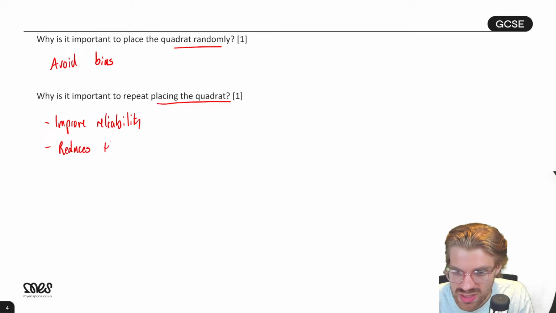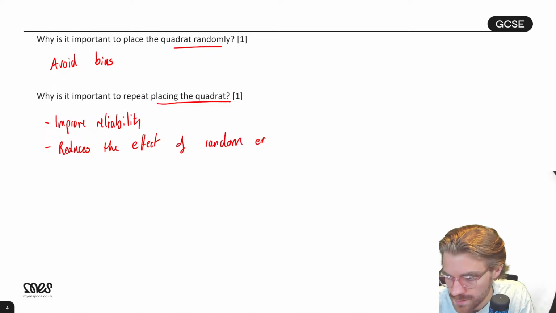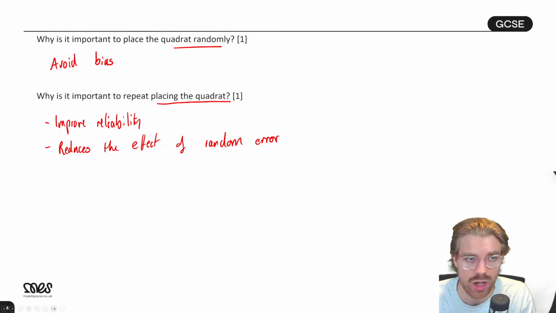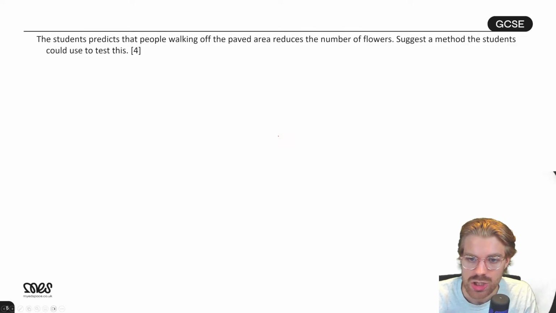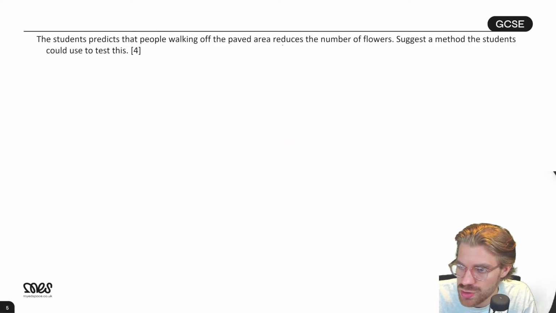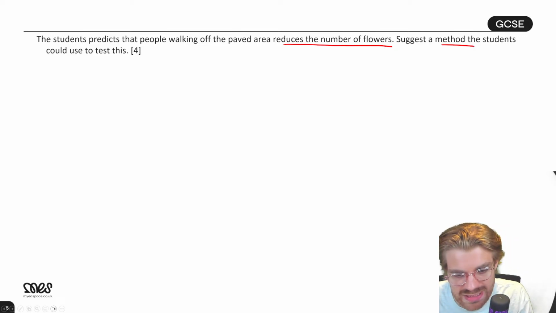So it reduces the effect of random error. Any experiment where there's going to be lots of random error, there's going to be lots of uncertainty, we want to increase the number of repeats. So the students predict that people walking off the paved area reduces the number of flowers. Suggest a method the students could use to test this.